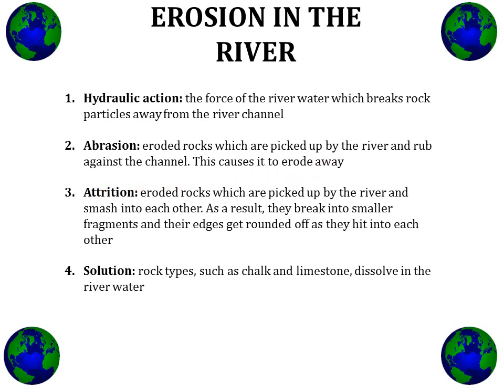Attrition is eroded rocks which are picked up by the river and smash into each other. As a result, they break into smaller fragments and their edges get rounded off as they hit into each other. And solution is rock types such as chalk and limestone, so soft rock, which dissolve in the river water.